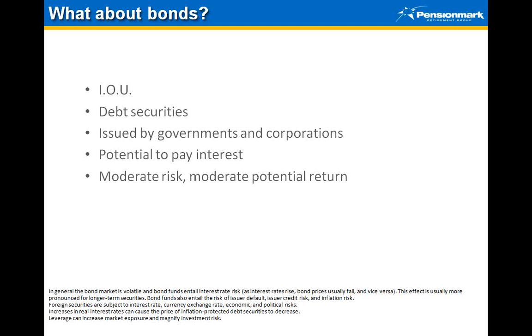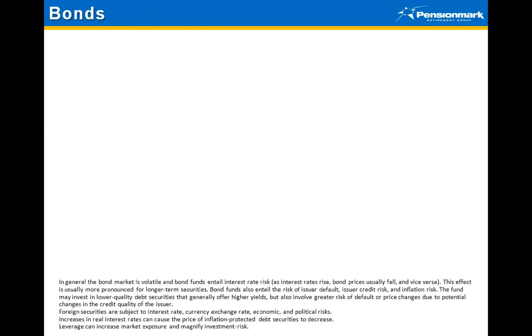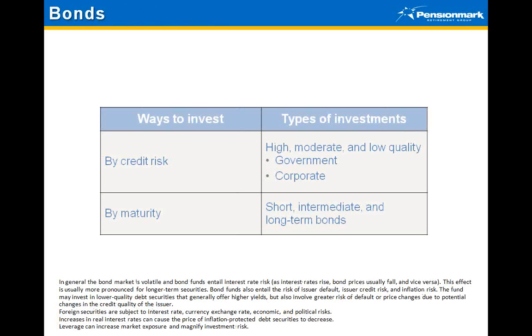Okay, so on the scale of risk, bonds are going to fall in the middle on the three main asset classes. You've got cash, lowest risk, then you've got your bonds, moderate risk, which in return equates to a potential moderate rate of return. Now let's look at the different types of bonds.